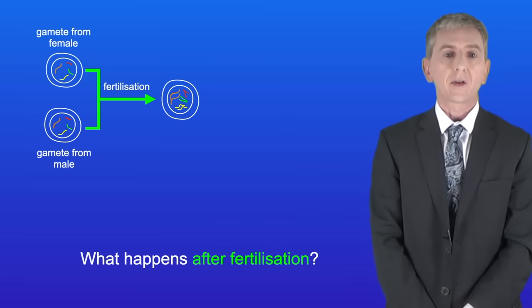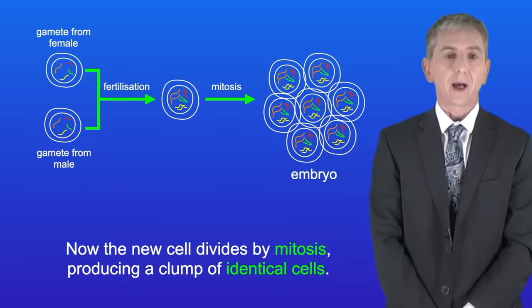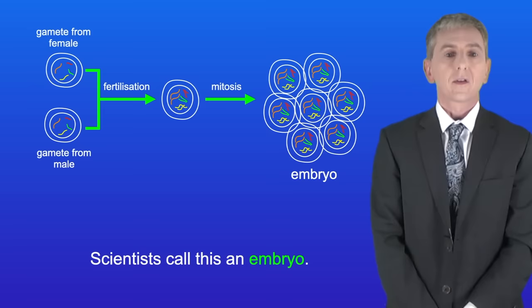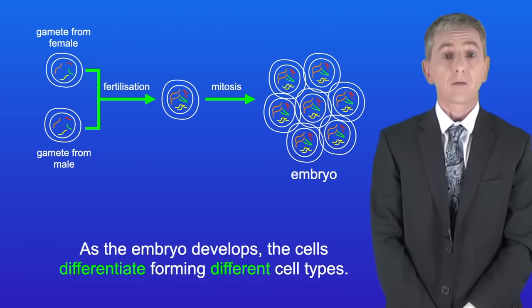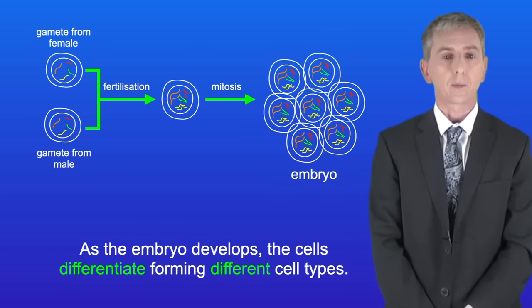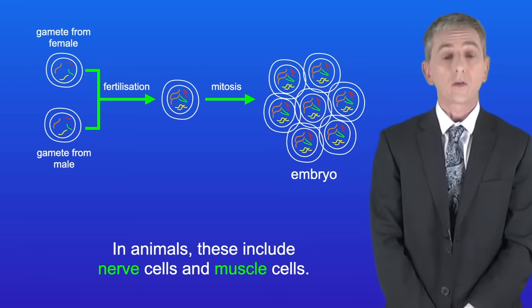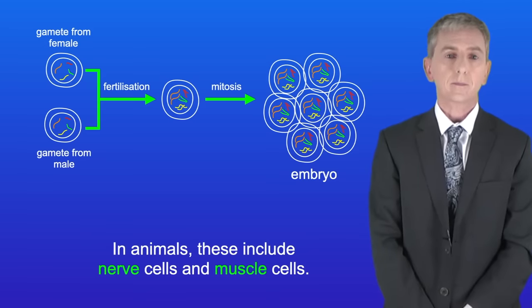Okay, so what happens after fertilisation? Now the new cell divides by mitosis, producing a clump of identical cells. Scientists call this an embryo. As the embryo develops, the cells differentiate, forming different cell types. In animals, these include nerve cells and muscle cells.